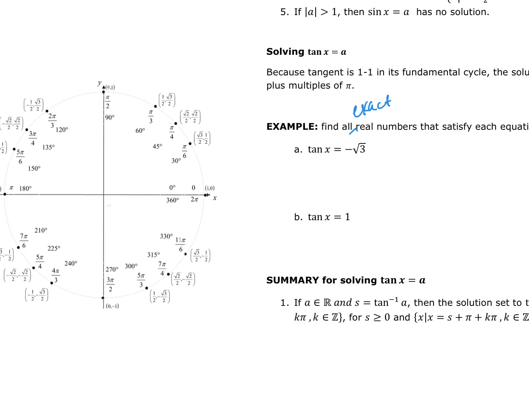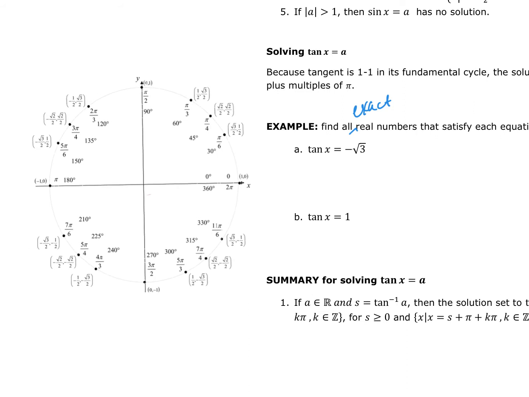So I'm looking for the ratio in which the y value over the x value on the unit circle is equal to a negative square root of 3. And that's going to happen when I'm at 2 pi over 3 and when I'm at 5 pi over 3. So x is equal to 2 pi over 3 plus its coterminal angle. And when x is equal to 5 pi over 3 plus its coterminal angle.